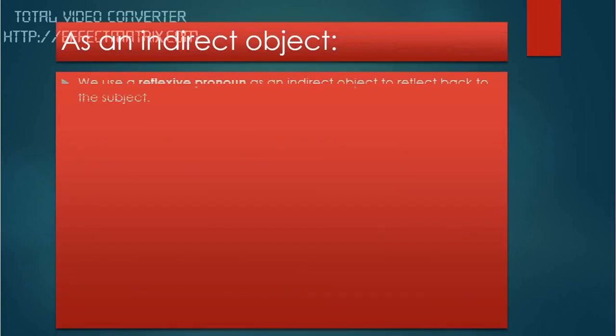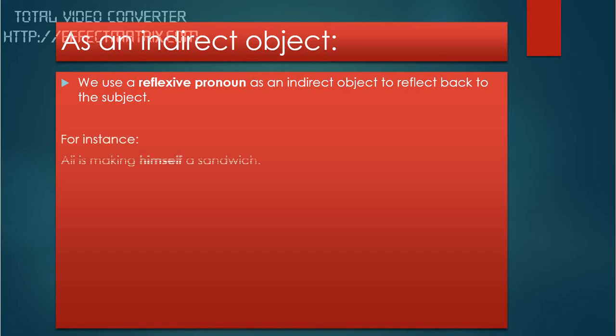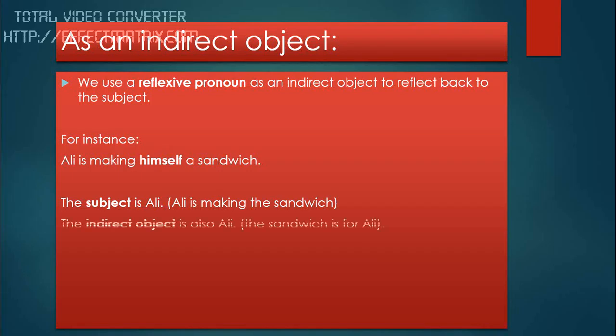As an indirect object, we use a reflexive pronoun to reflect back to the subject. For example, Ali is making himself a sandwich. The subject is Ali because Ali is making the sandwich, and the indirect object is also Ali because the sandwich is for Ali. Sandwich is a direct object and himself is an indirect object, and this reflects back to Ali, the subject here again.